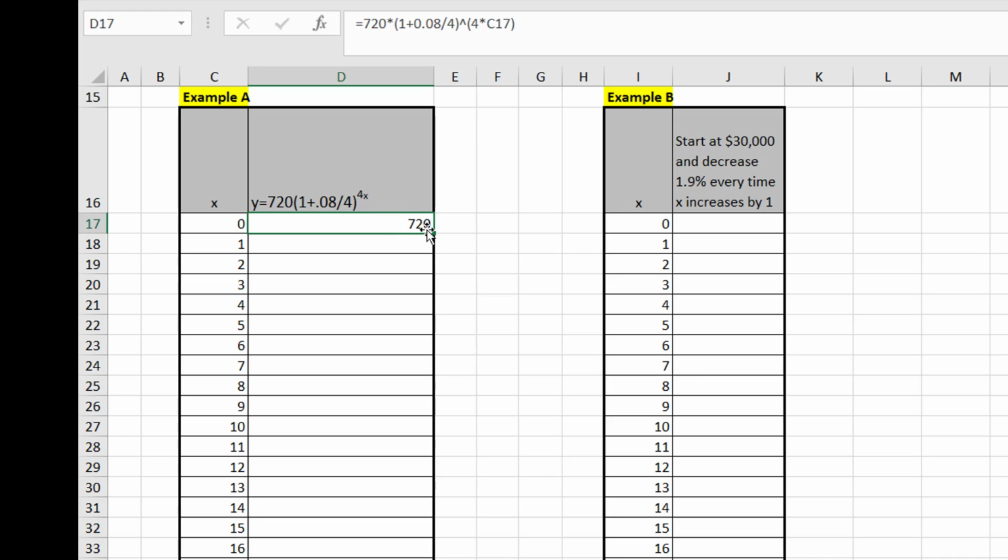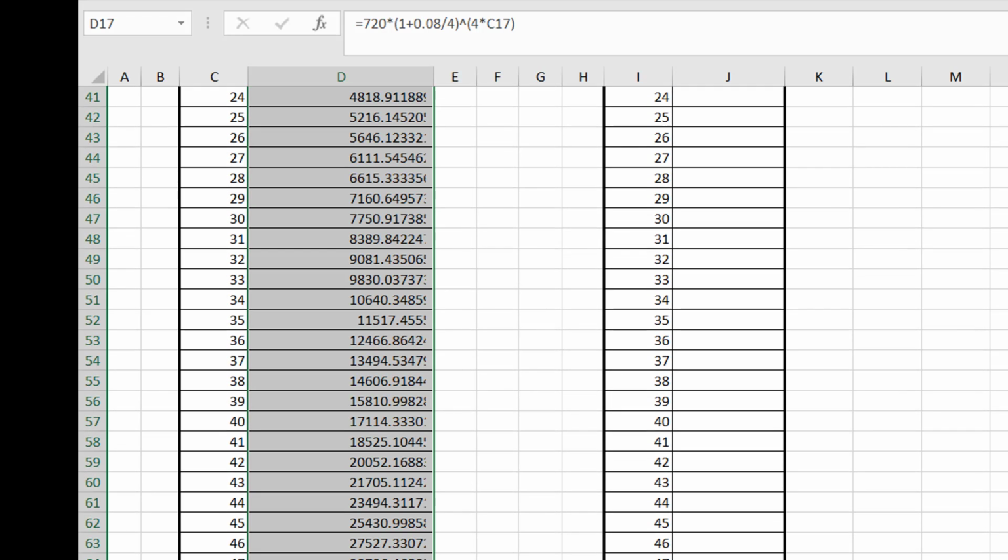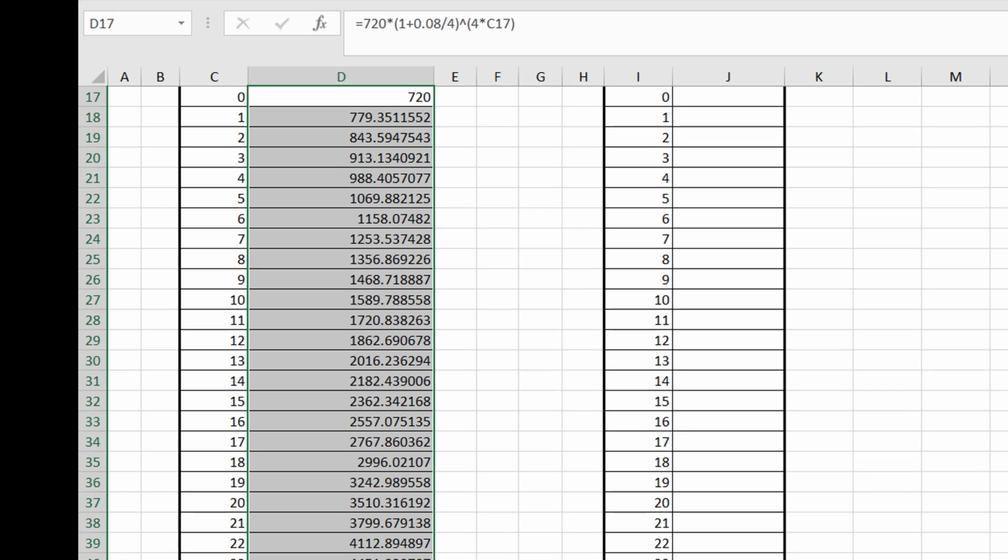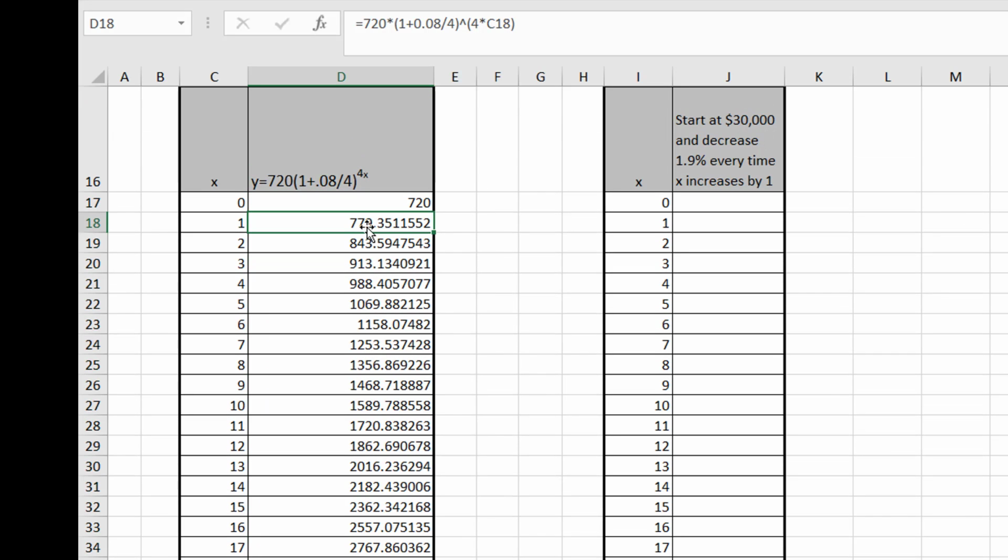Remember to drag down this formula. You put your cursor in the bottom right corner until it looks like a little black cross. I hold down my left mouse button and drag it down to fill in the table. So for example, if I now click in the cell right below that first cell, it's the same formula except in the exponent 4 times x, the x value is referencing cell C18 where x is 1. If I go down one more cell, now the x value is referencing C19 where x is 2, and so forth. All right, so it filled in this input-output table with this given formula.